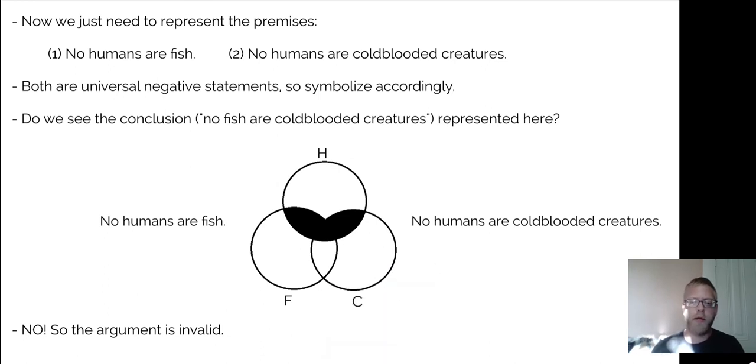All you're doing in each case is taking two categorical statements and seeing if the conclusion follows logically. All the premises that you're going to look at in categorical logic will be one of those four that we've looked at, and you'll know how to represent them just by looking at that chart. And once you've represented the premises, you just need to ask yourself, does the diagram also state the conclusion? If it does, then it's valid. If it doesn't, it's invalid.